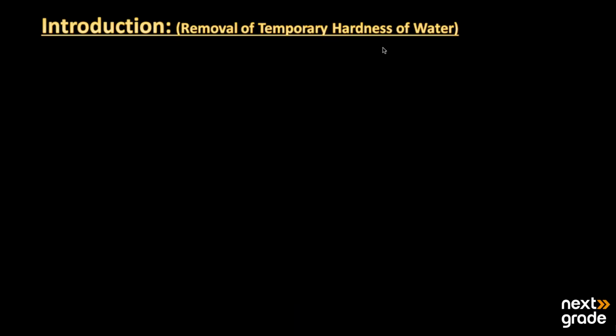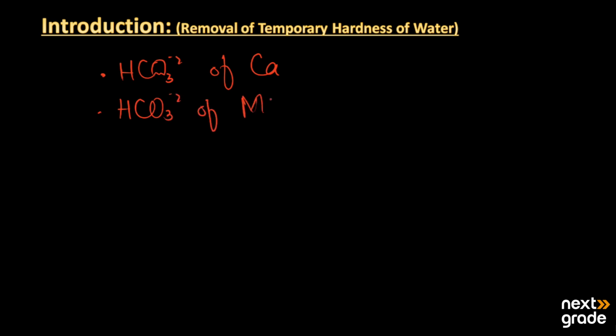So the topic that we will discuss today is the removal of temporary hardness. As we have already learned, temporary hardness is because of two reasons. The first is the bicarbonates (HCO3 negative) of calcium, and the second is the bicarbonates of magnesium. When these two metals make their bicarbonates, in turn they cause the temporary hardness.